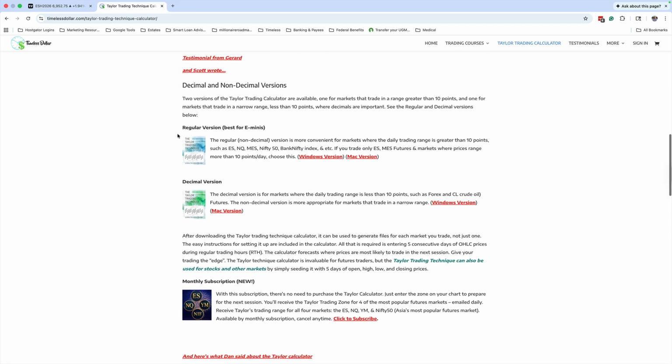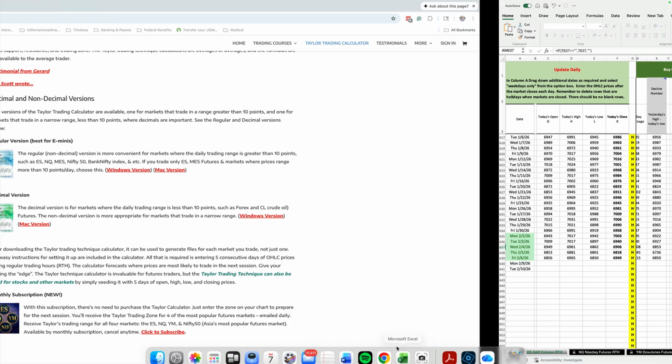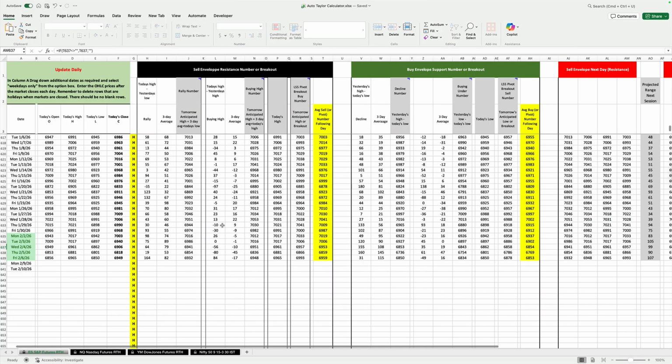But in each of these versions, and there's a Windows and a Mac version for each of these versions, each of these trading calculators, you'll have to download the calculator and input the numbers each day and generate the trading zone yourself. And I'm going to show you what that looks like. This is the Taylor calculator. And each day what you're going to have to do, and the numbers are basically calculated automatically, all you have to do is enter the date in the leftmost column, followed by the open, high, low, and closing price. That's it. All the other numbers to the right calculate out automatically.